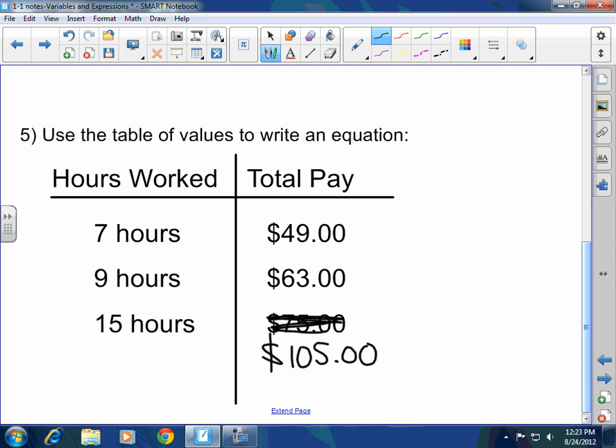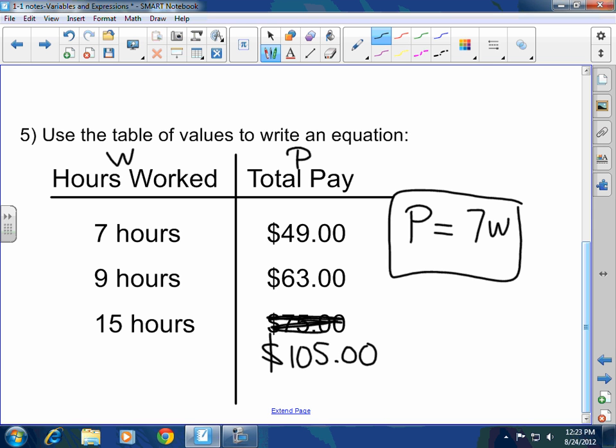I apologize. So let's call hours worked W, and let's call total pay P. So how do I figure out how much I'm making? What is my pay going to be? How do I figure out my equation for my pay? Pay, P, which is total pay, equals 7 times W. Yes.